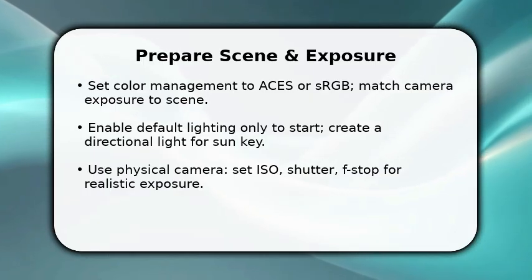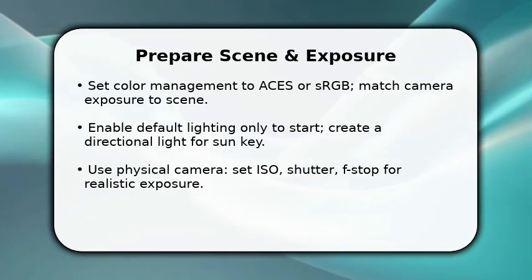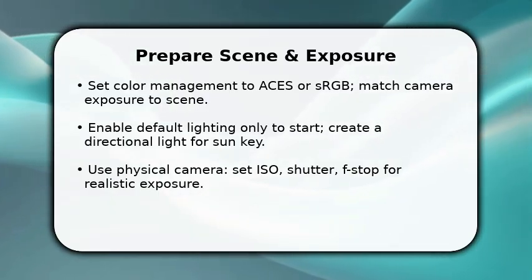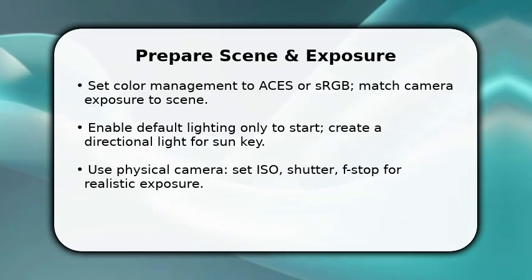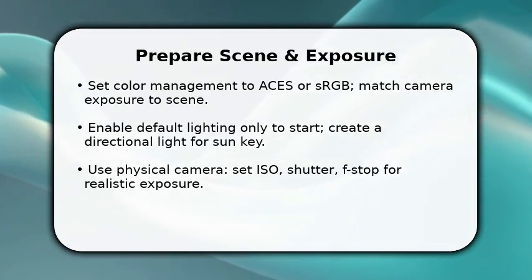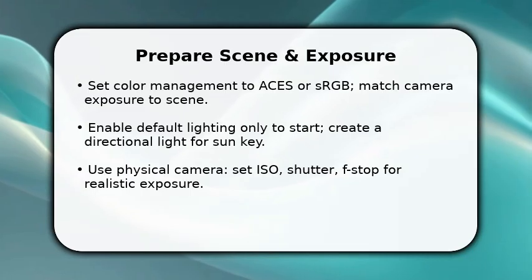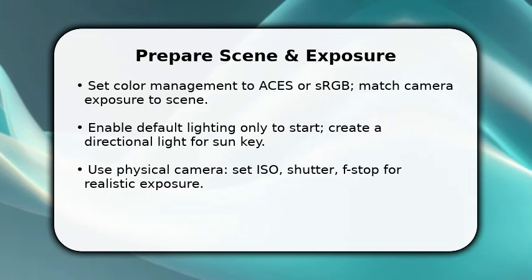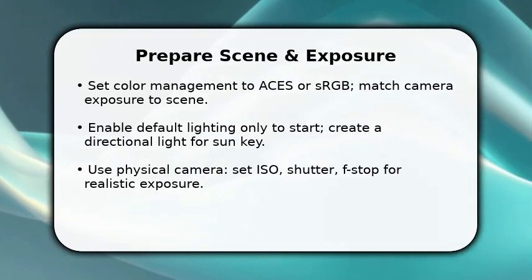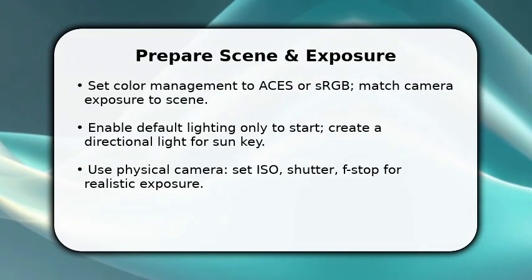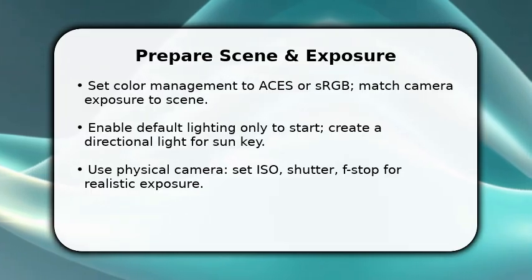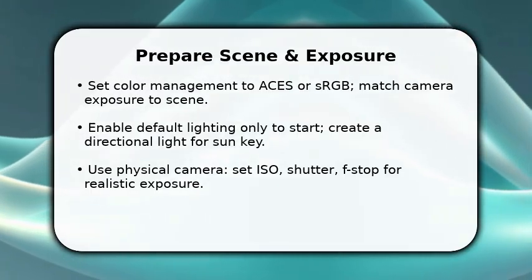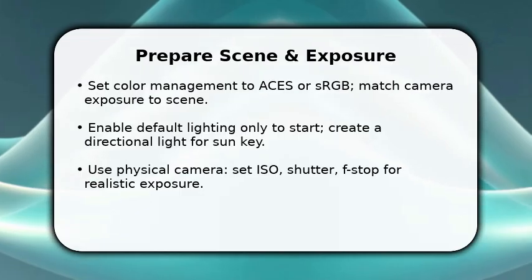You start by matching Maya's color management and camera exposure to your target output. This prevents surprise brightness shifts later. Once done, add a directional or sun light as your primary key. Position it for the strongest highlight and shadow direction. Make sure to use a physical camera and set ISO, shutter, and aperture so that light intensity behaves predictably, which lets you tweak lights in scene units instead of guessing.